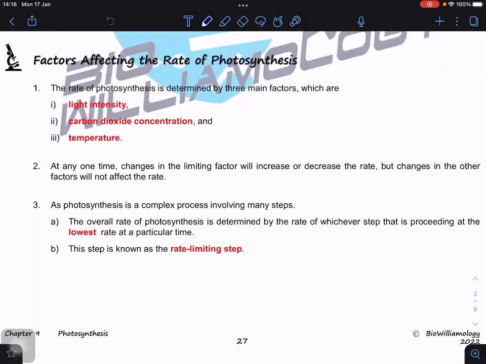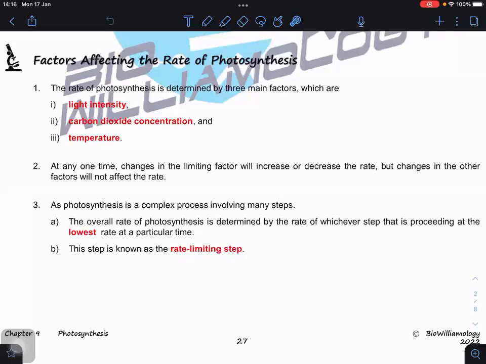Okay, first of all, we look at the rate of photosynthesis. We do know that it is determined by three main external factors: light intensity, carbon dioxide concentration, and temperature. And again, don't forget we have learned about the absorption spectrum and also the action spectrum. So it means that we can fix the light intensity, the carbon dioxide concentration, and the temperature. What we change here, we actually manipulate the light wavelength.